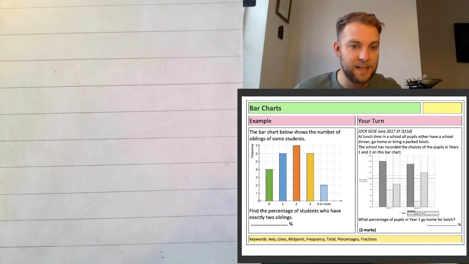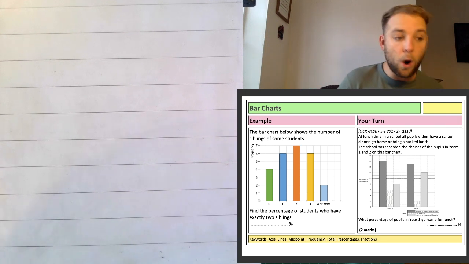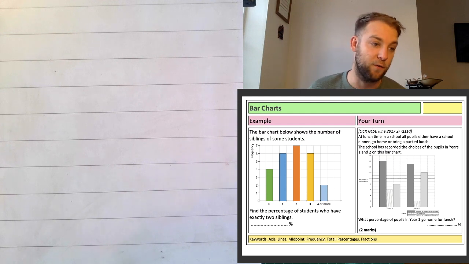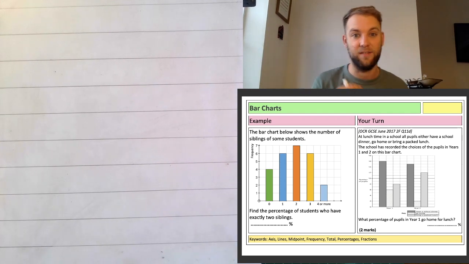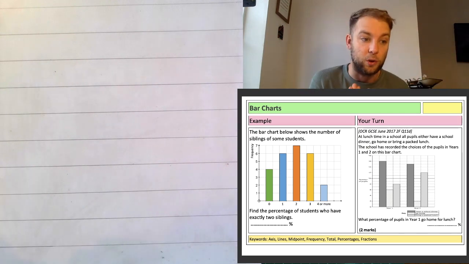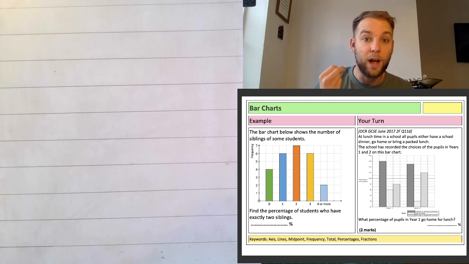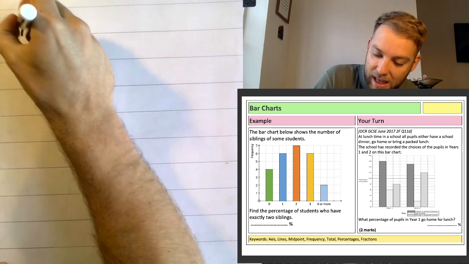Okay, so let's have a look at this together. Last question for us here. What percentage of year 1 go home for lunch? Now there is an extra added layer to this. This isn't saying what percentage of all the students go home for lunch. It's saying what's the percentage of year 1 students that go home for lunch. So I only need the data for year 1.